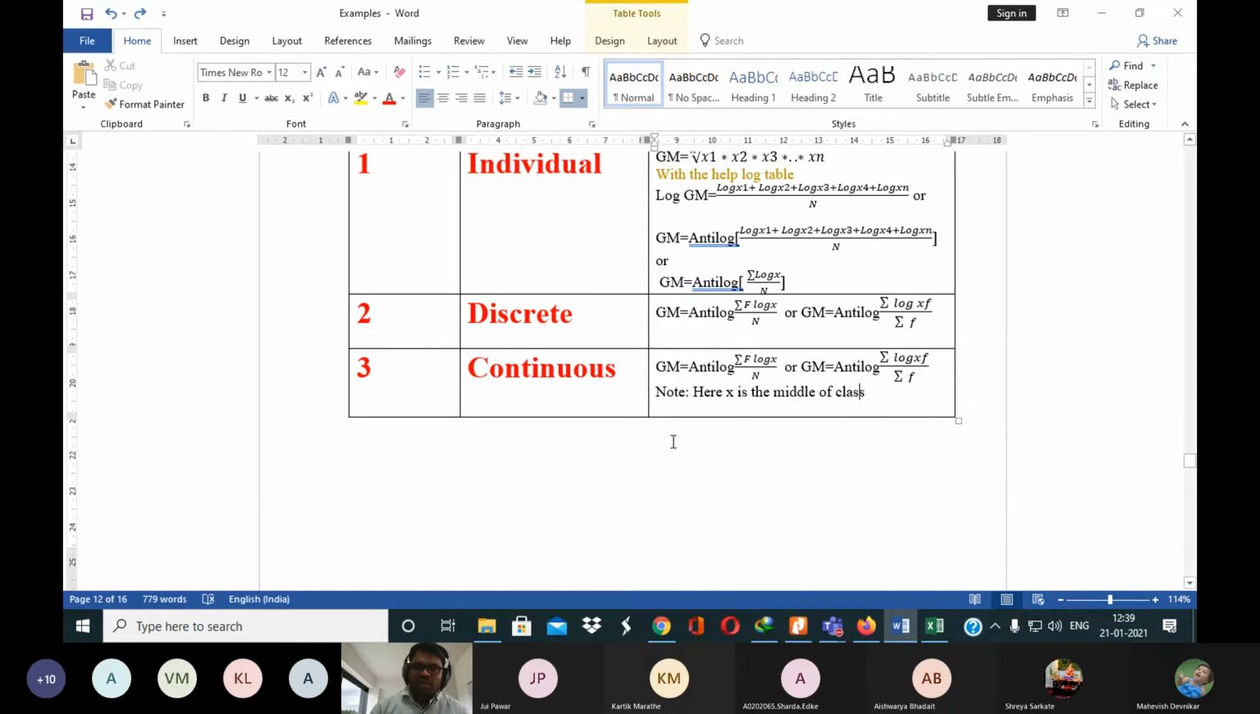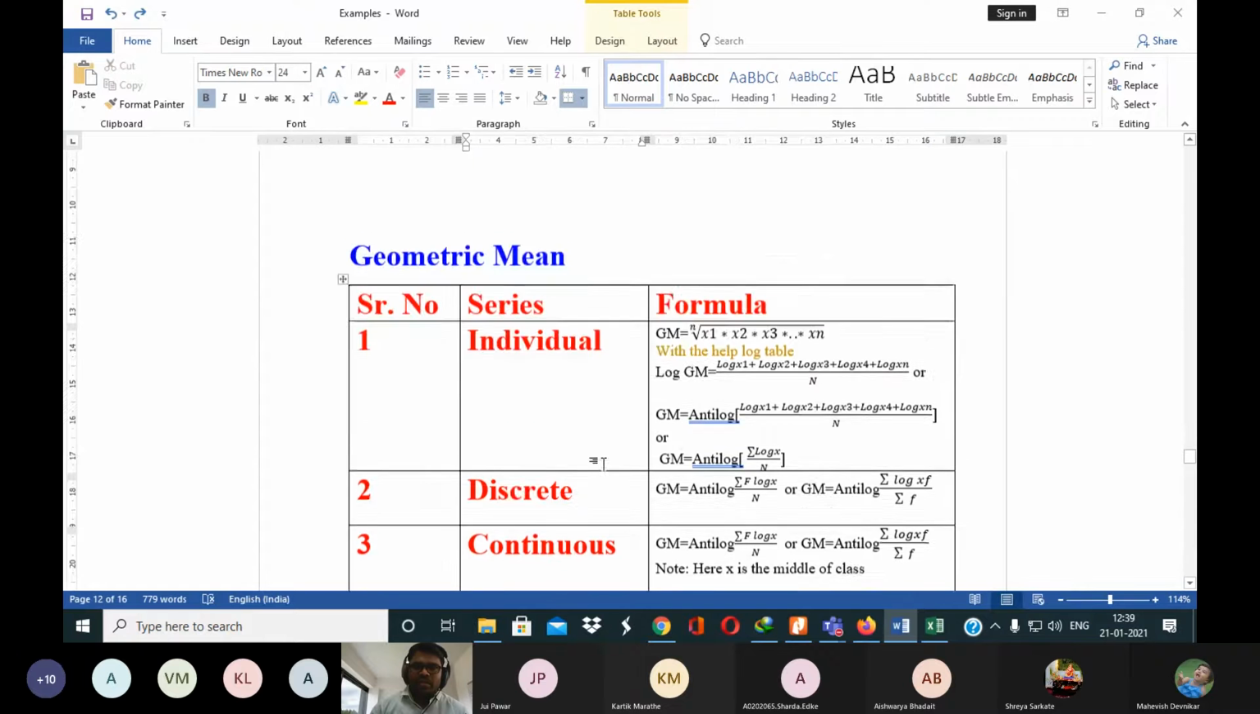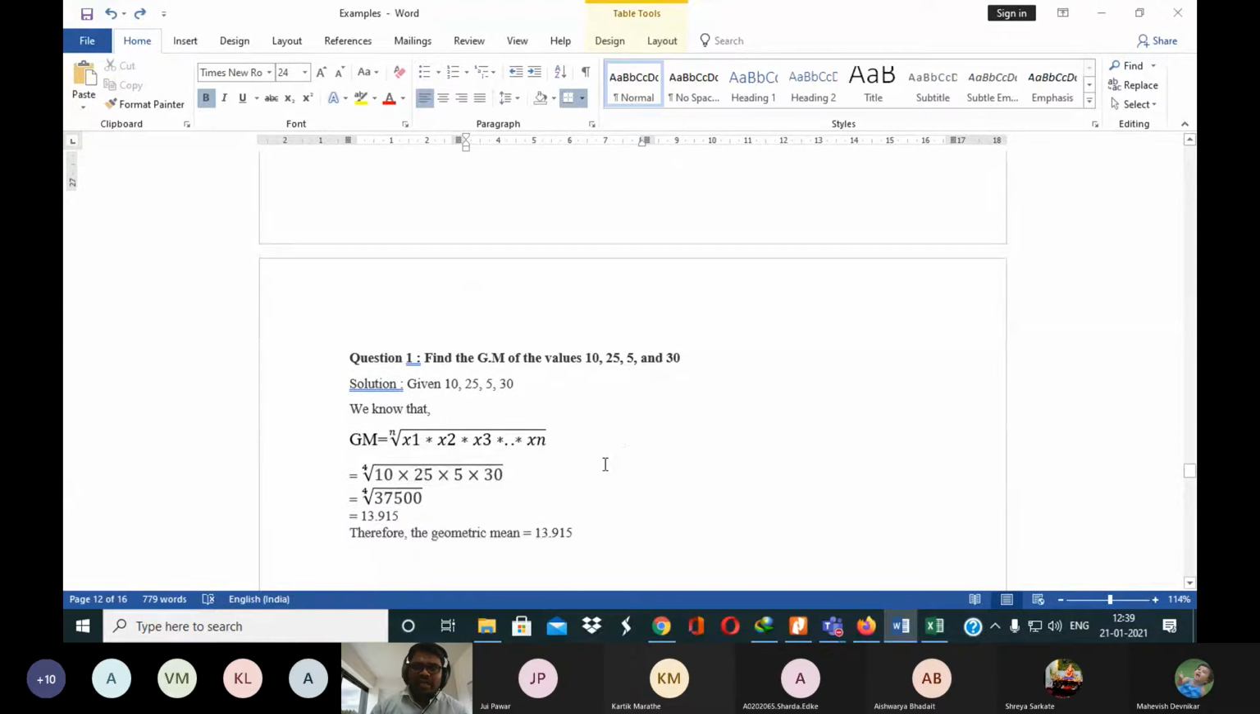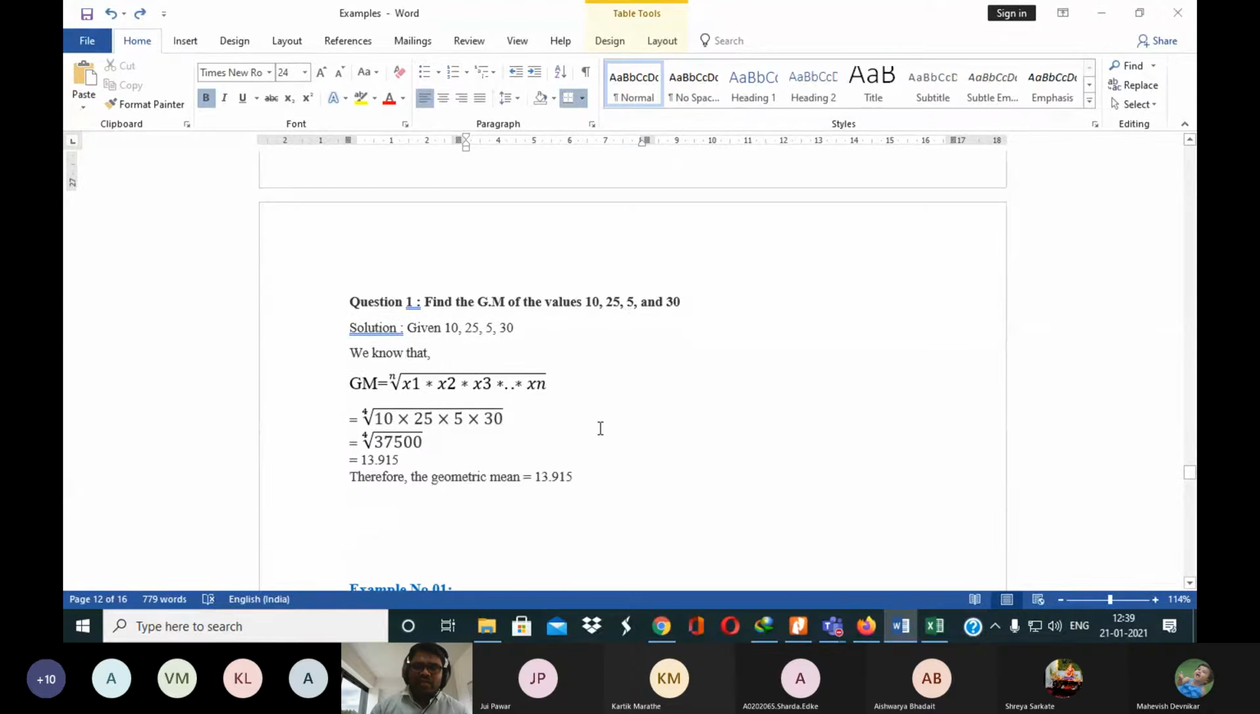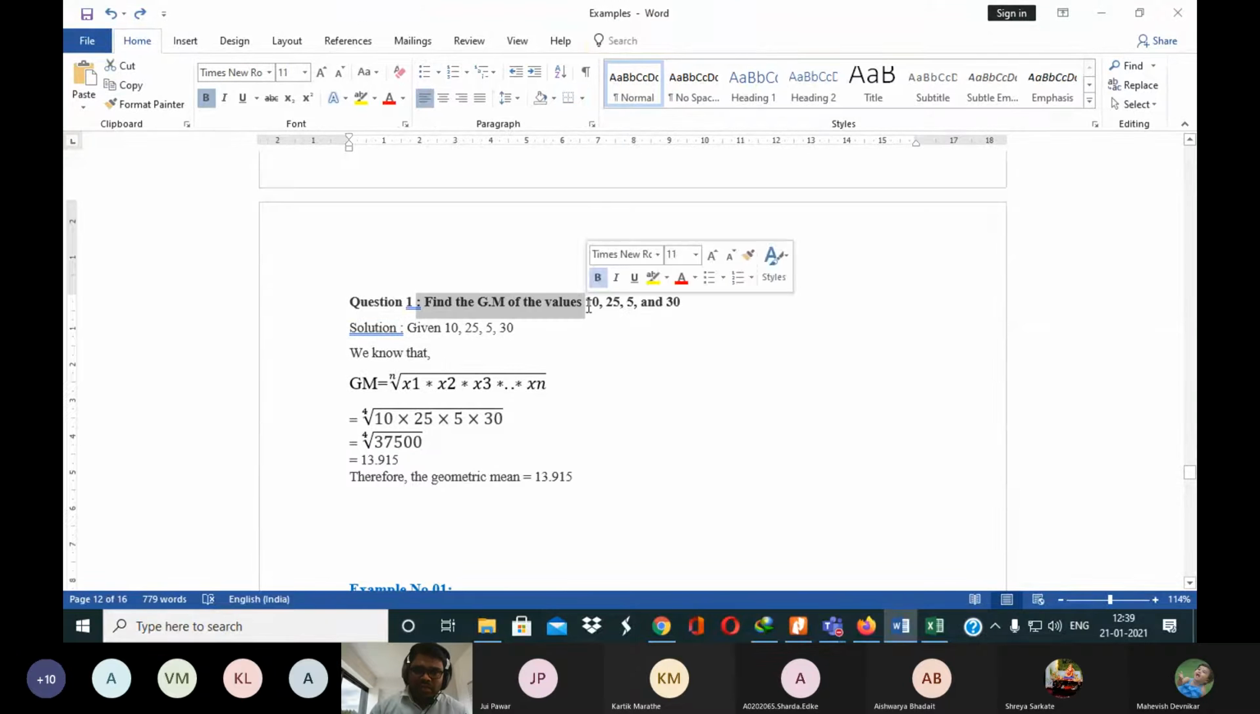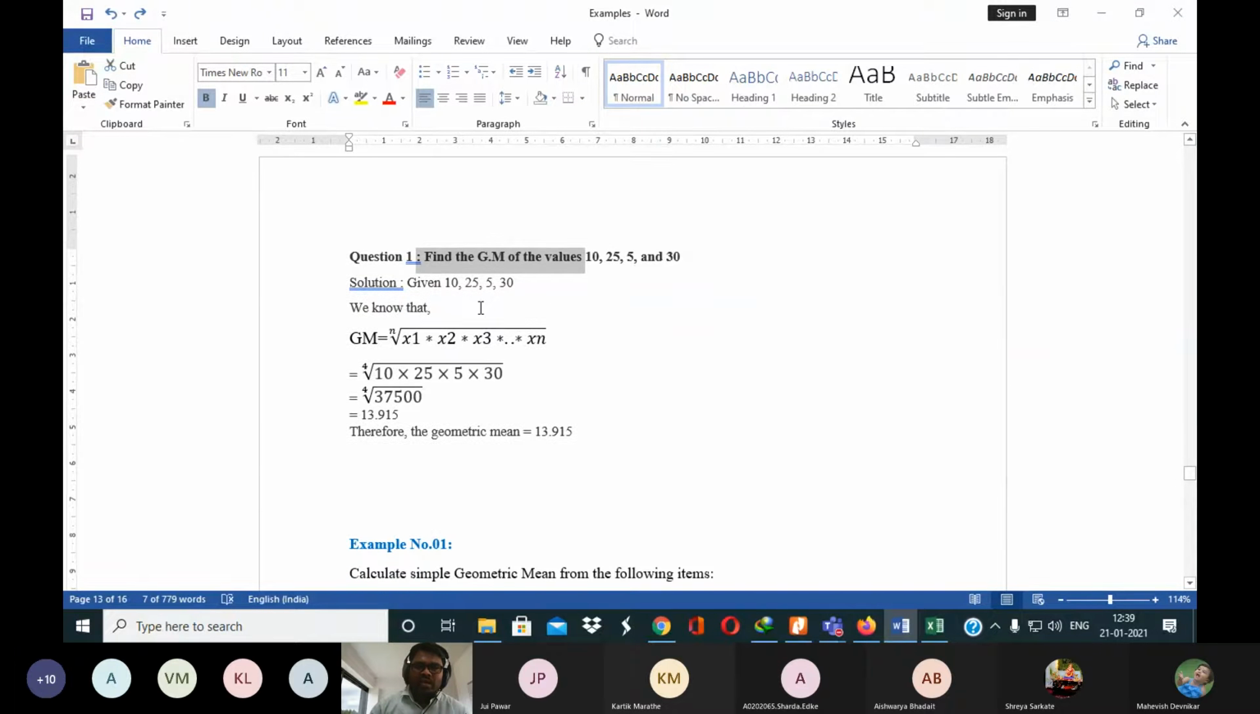Okay. So similar way we can calculate the geometric mean in the continuous series also. In the last lecture we have seen how to calculate the geometric mean in individual series. So we have seen an example. This is question number 1.